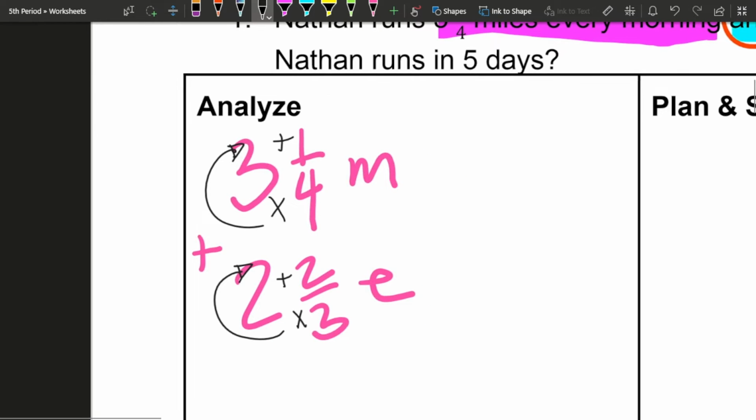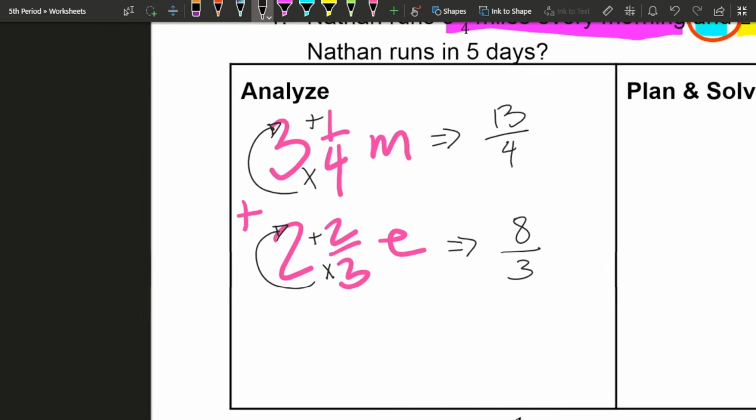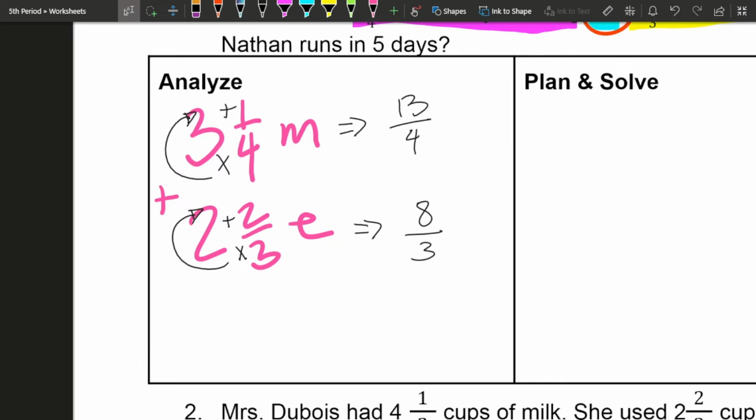So if we look at the first one, this is going to be equivalent to, what is 4 times 3? 12. And add 1? 13. The denominator stays the same. So far, so good? All right. So for the next one, what is 3 times 2? 6. Plus 2 is? 8. The denominator stays the same. Okay? So far, so good. Any complications in this thing right here? No. Okay. Very good.